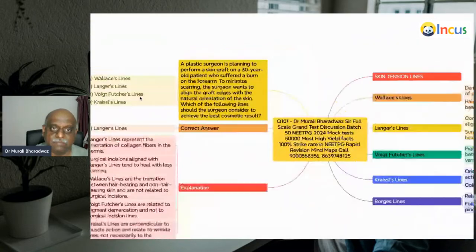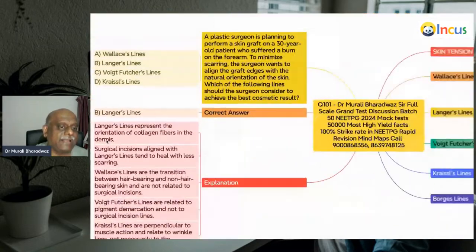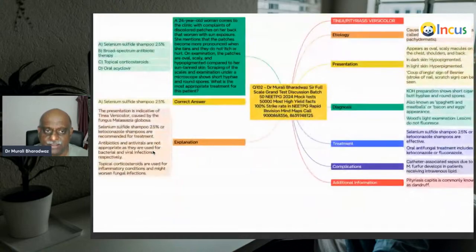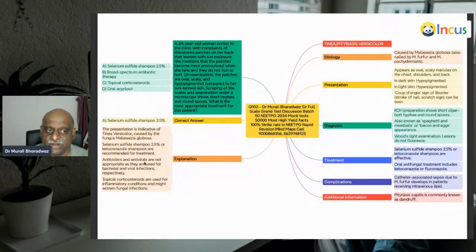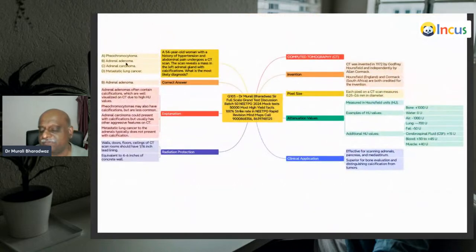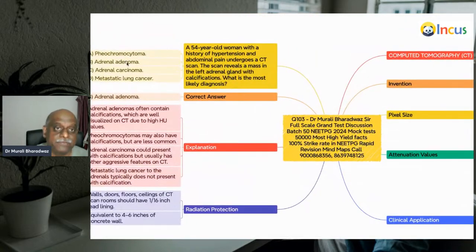A plastic surgeon planning to perform a skin graft: Langer's lines, you have to be very sure. A 24-year-old with discolored patches: you need to remember, Malassezia furfur, treated with selenium shampoo.